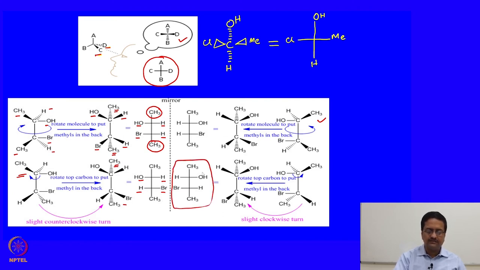Similarly, the corresponding mirror image would look like this. And that mirror image corresponds to this molecule, because this methyl and that methyl are below the plane. And then again, you just rotate the molecule about its top C-C bond axis. You will get this molecule, which is different from that starting point. So these two compounds are again in a non-superimposable mirror image relation.